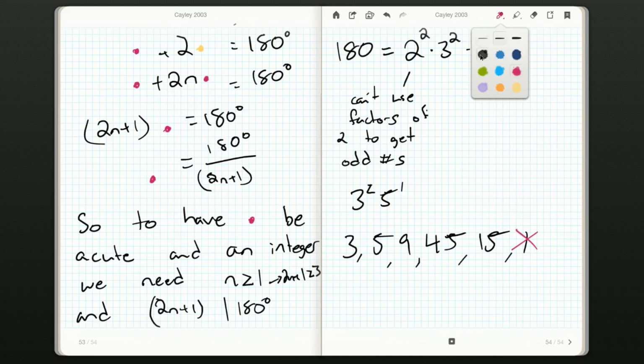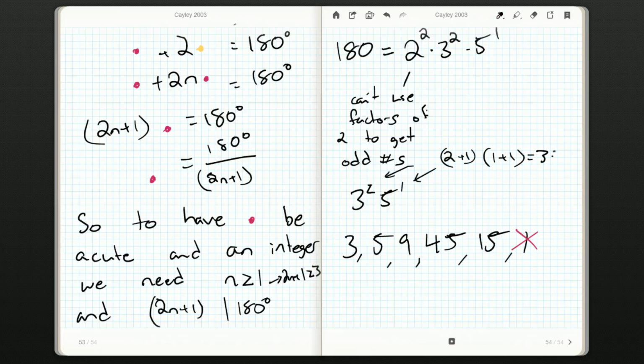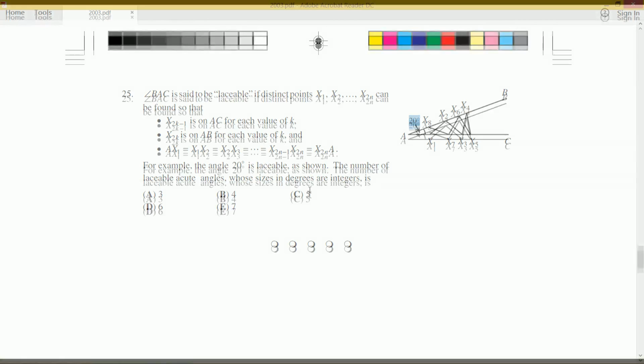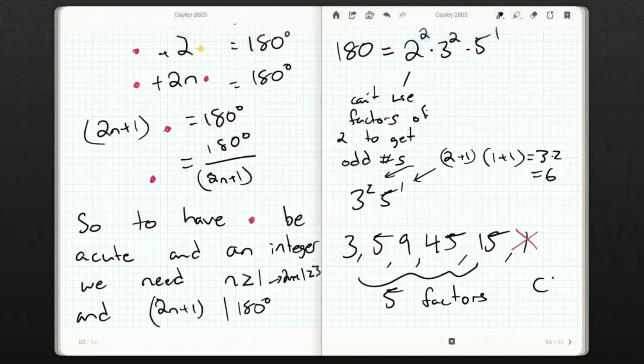So the easiest thing to do is just list out the factors. If you have it written like this, you take the 2, you add 1. You take the 1, you add 1. If there were other exponents, you add 1 to each of them and multiply them together. That's 3 times 2. So we get 6 factors of 45. All of them are odd: 3, 5, 9, 45, 15, and 1. These are all of them. We just don't count 1. So we should be looking at 5 factors. And that gives us an answer of C, 5. So that should be our answer.